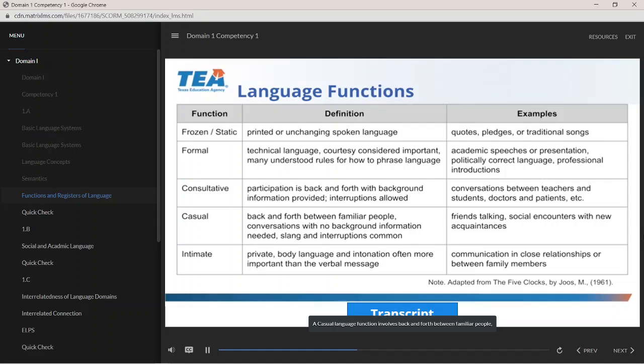A casual language function involves back and forth between familiar people, conversations with no background information needed. Slang and interruptions are common. Examples include friends talking, and social encounters with new acquaintances. An intimate language function involves private communication. Body language and intonation is often more important than the verbal message. Examples include close relationships or interactions between family members.